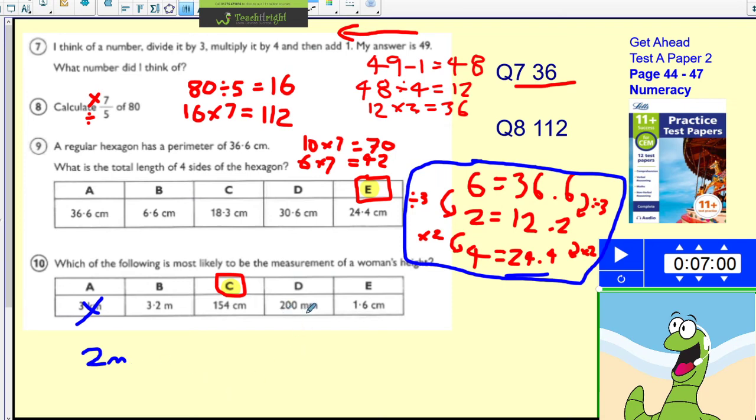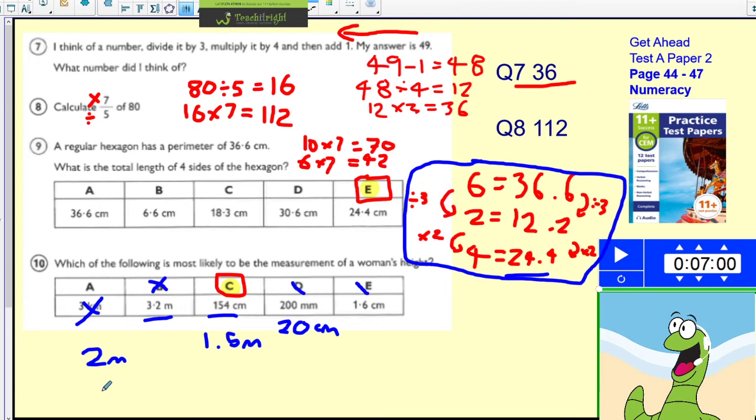200 millimeters, well, that's going to be 20 centimeters. That's less than a ruler. And 1.6 centimeters, again, that's a ruler. 3.2 meters, again, I think this is perhaps the hard part comparing these two. But again, if you know that 3 meters is about the size of a room, and in fact, I think 3 meters is about the length of a crocodile or something. So definitely too big. And again, this is about 1.5 meters, which is about right. As I say, because I don't know many women who are taller than the ceiling.